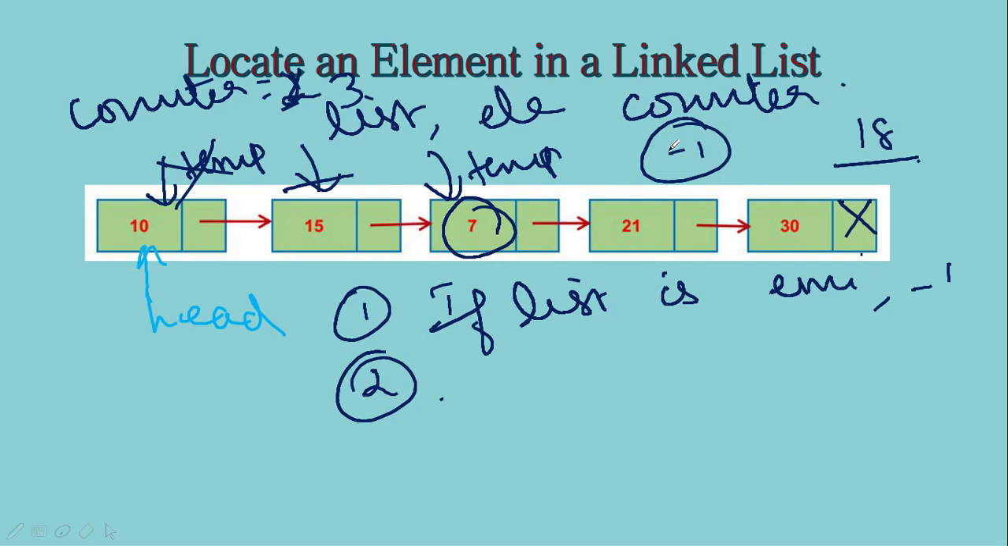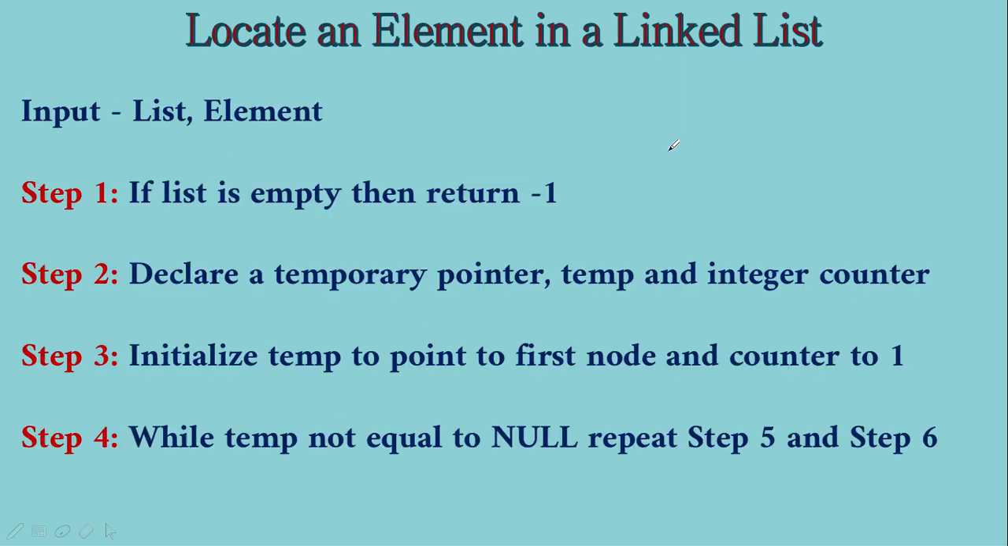So let us formulate this as an algorithm. The first step is to check whether the list is empty. If the list is empty, then we are going to return -1. Otherwise, you are going to declare a temporary pointer temp and an integer counter, and initialize temp to the first node and counter to 1. That is, we are initializing both. This counter will be keeping track of the position of temp.